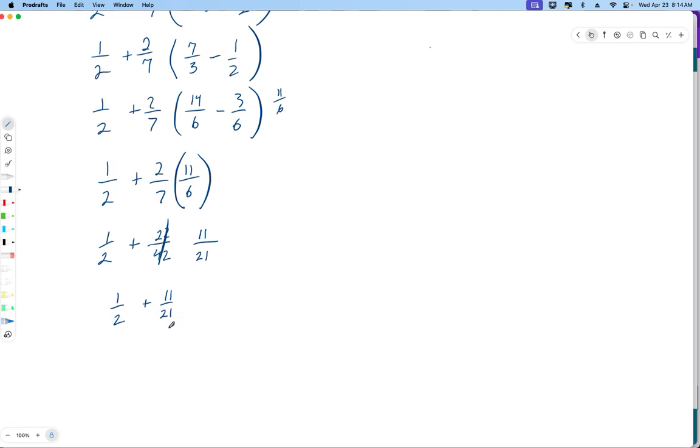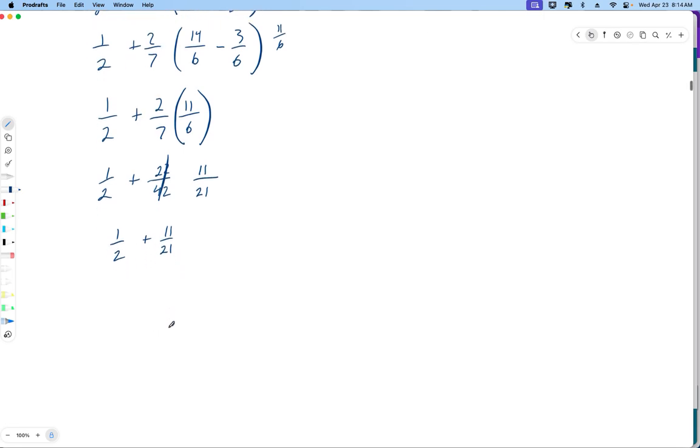I don't see any common factors with that, and 11 is a prime number, so I can't reduce it anymore. So I'm just going to have to multiply by the opposite. So this is going to be 21 over 42. I should have just left it the same thing, shouldn't I? Sometimes I'm not so smart. So 22 over 42.